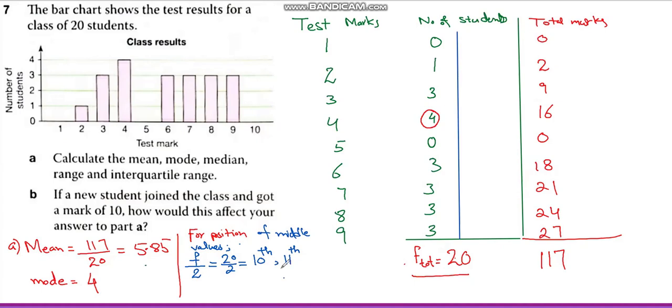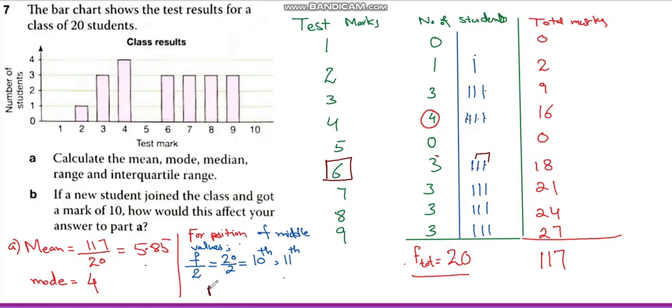By the way, for the 10th and 11th position, we can write the tally marks here, and there will be 1 over there, and then 3, then 4, then 0, then 3 again, 3 again, 3, and again there will be 3 tally marks. So to find the 10th and 11th position, we need to start counting. This is 1, 2, 3, 4, 5, 6, 7, 8, 9, and 10, and then 11. So at the 10th and 11th position, we have 6.